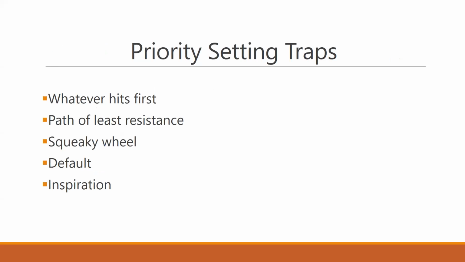Priority setting traps. Well, what does that mean, Ms. McHargue? So let's think about the things that we need to do first. Whatever hits first, ABC, path of least resistance. In the trap of this, the individual makes the assumption that it is easier to do a task by himself or herself and fails to delegate appropriately.